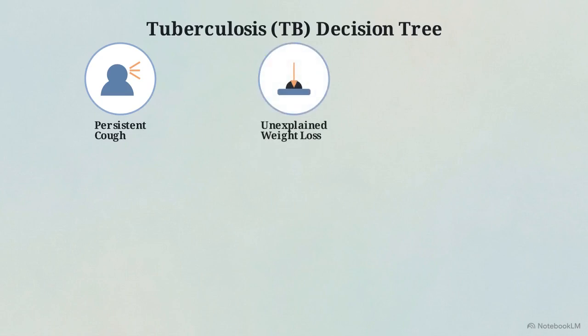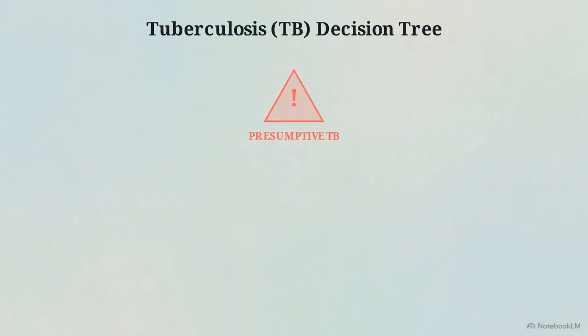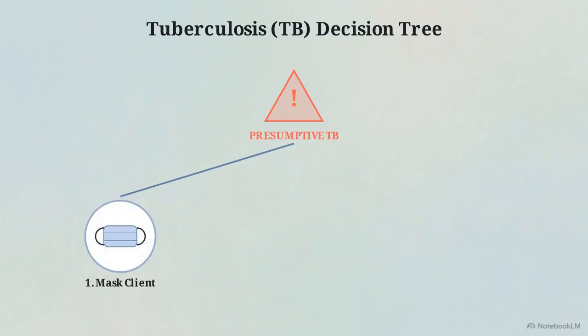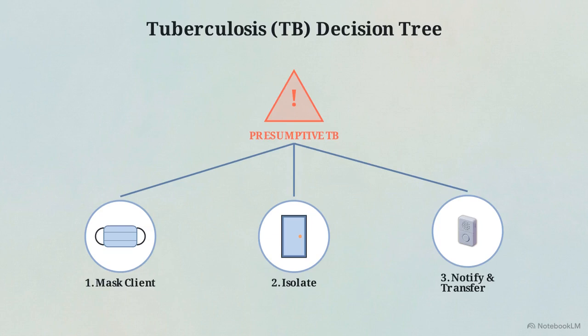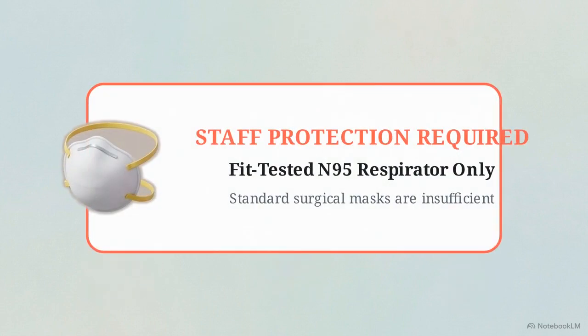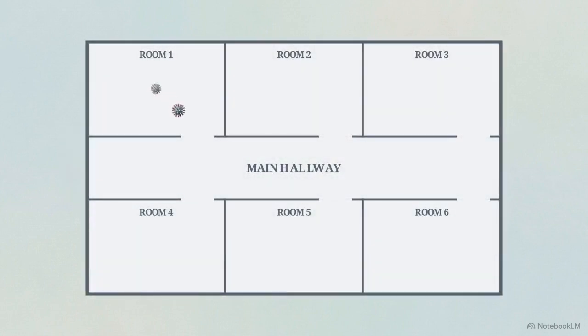This decision tree maps TB red flags: persistent cough, unexplained weight loss, and night sweats. Protocol activates immediately. First, mask the client. Second, isolate in a private room. Third, notify the healthcare designee to coordinate transfer. Never enter without a fit-tested N95 respirator. Recognizing these red flags and isolating a resident in the first 30 minutes prevents a localized illness from becoming a facility-wide threat.